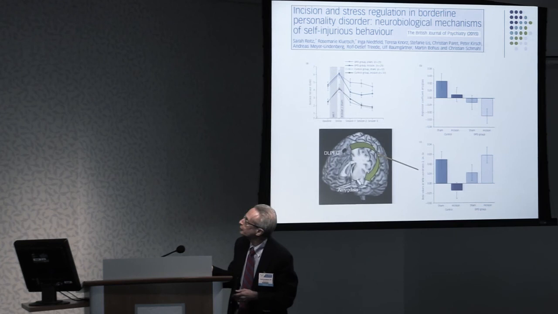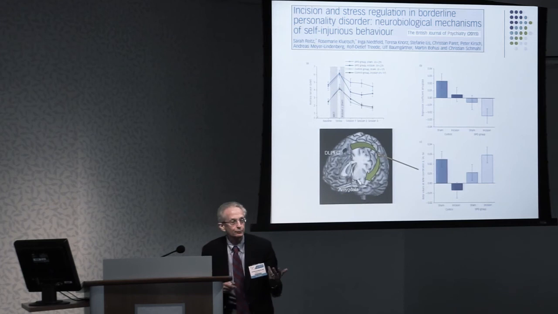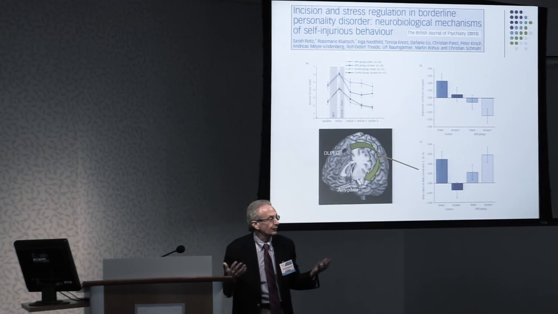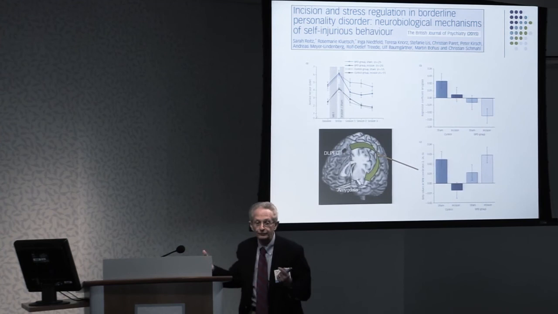And if you look at what's going on in the brain, it turns out that in borderline patients, the activity of the amygdala drops as a result of pain after they've been exposed to stress, and also the connectivity between the dorsolateral prefrontal cortex and the amygdala increases in borderline patients as a result of the exposure to stress. So it raises the question that some of the self-cutting behaviors that we see in borderline patients may be in a certain way adaptive in helping patients downregulate their stress, although obviously it's maladaptive in other ways.